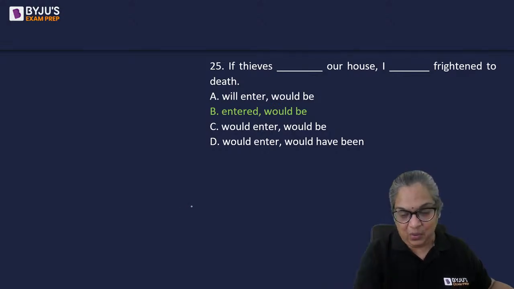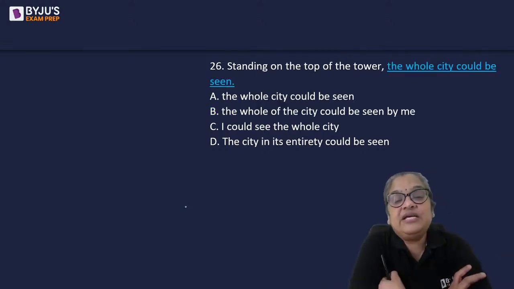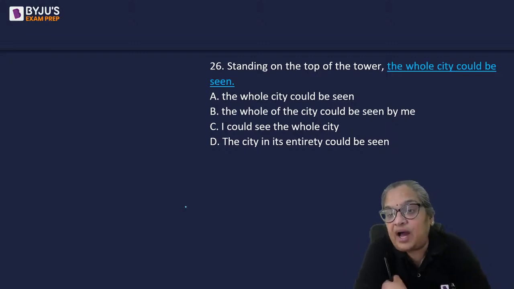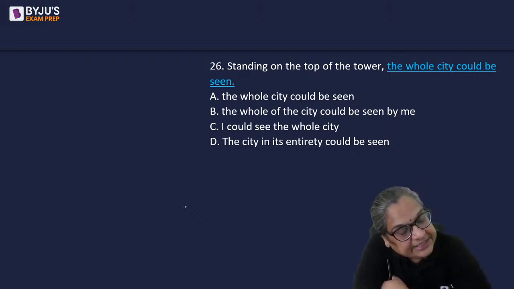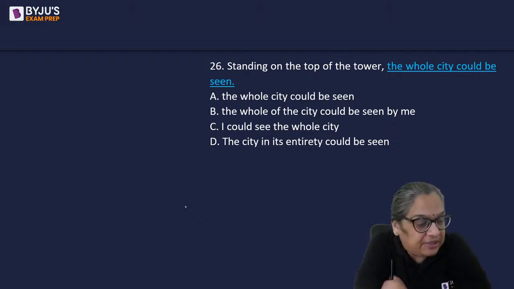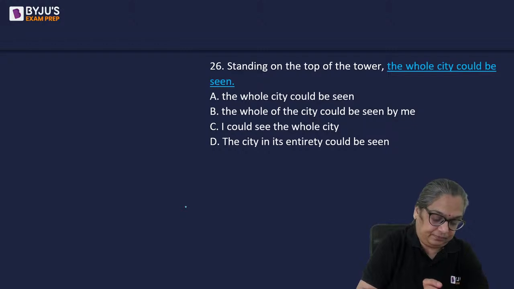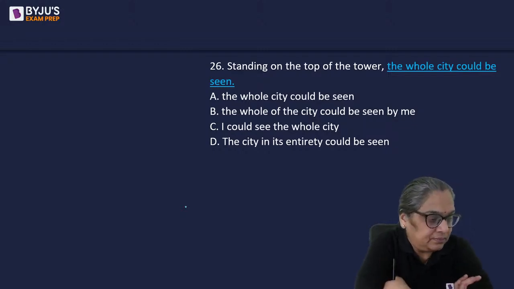All right? Okay. Last question of the set. Standing on the top of the tower, the whole city could be seen. Is it correct as it is? Then mark A. If you think it needs some additional information or some change, look at options B, C, and D and tell me which is the right answer. Question 26.